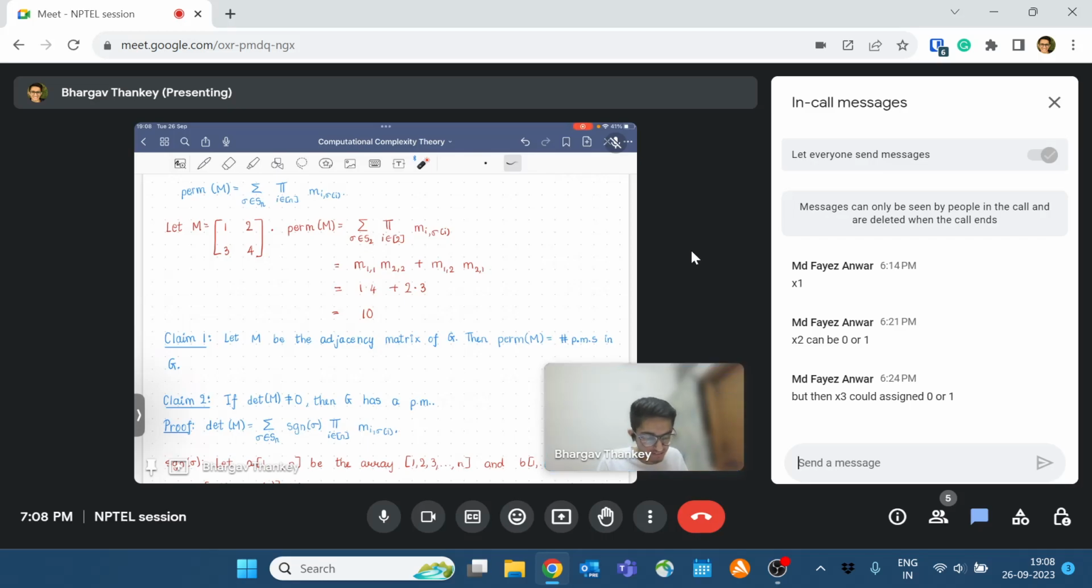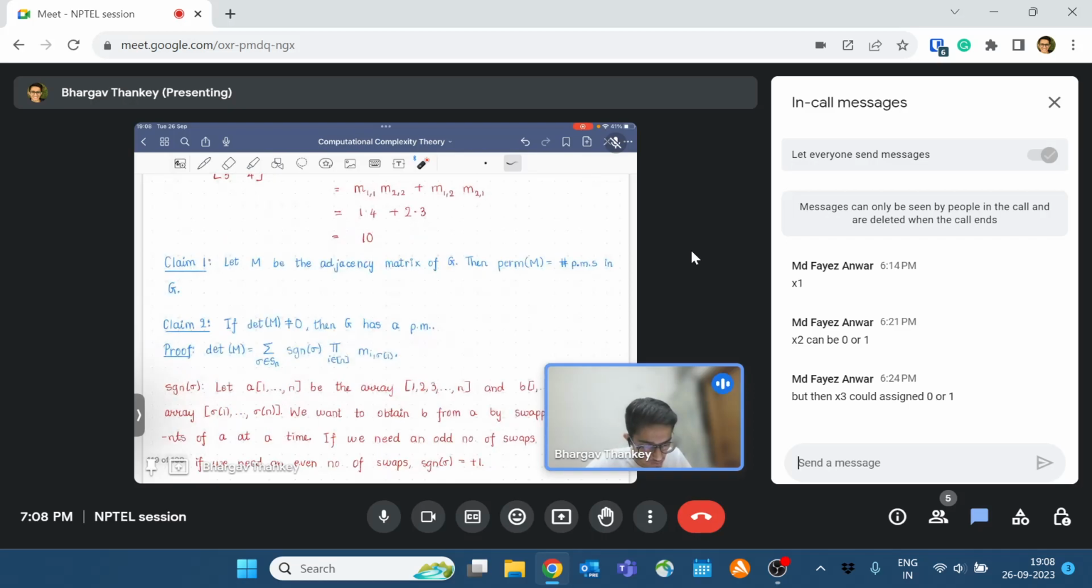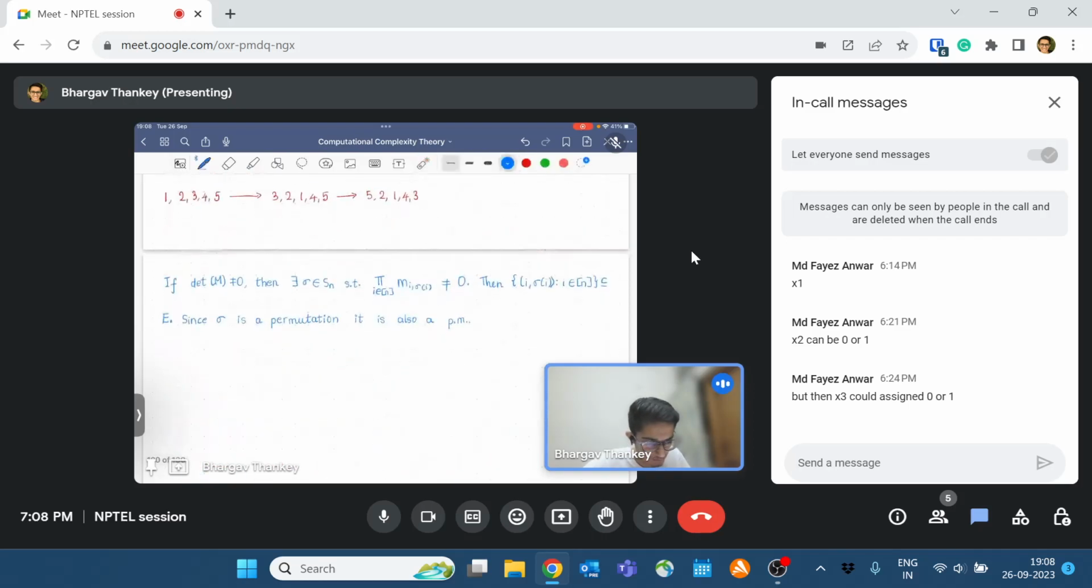In fact, even the converse is not true. It's very easy to see that the converse is not true. Let me just show you that and then we can move to the next one.